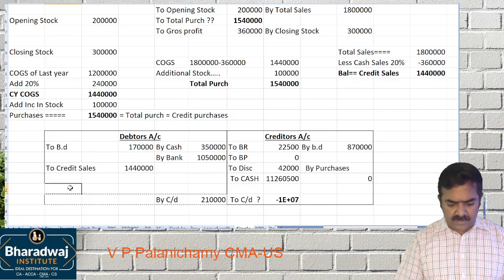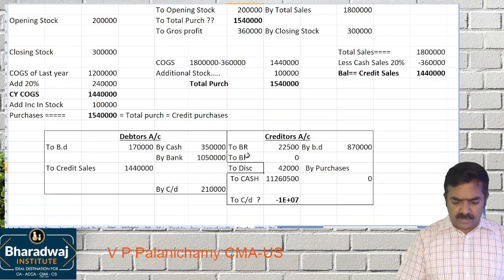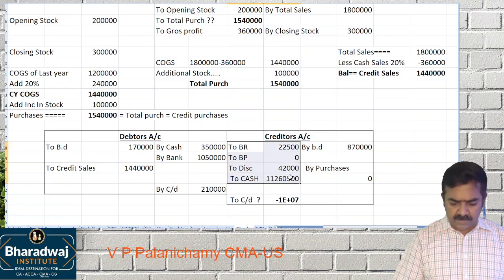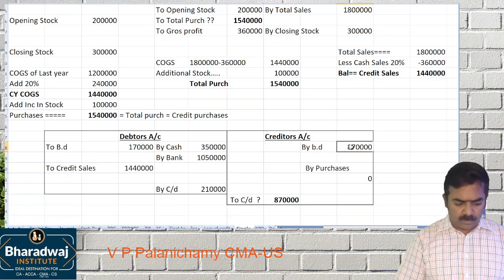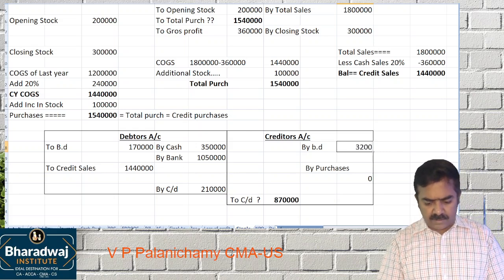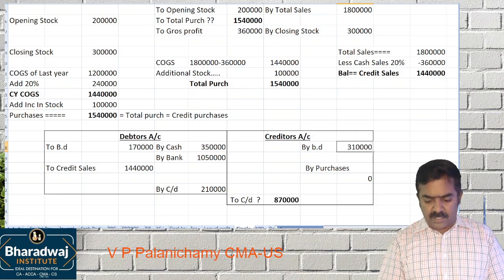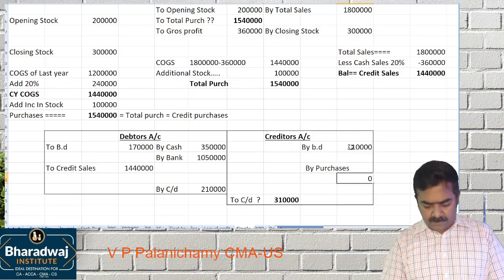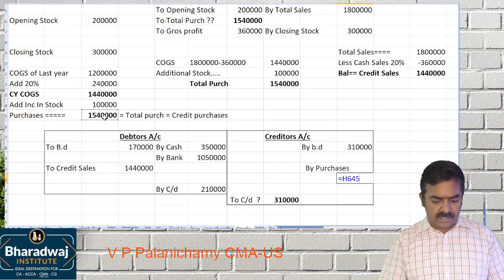2,10,000. Closing balance we get 2,10,000. Creditors account, let us prepare. What is the opening balance? Opening balance how much is given? 3,10,000. In this question there is no cash purchase. Total purchase becomes credit purchases, 15 lakh.